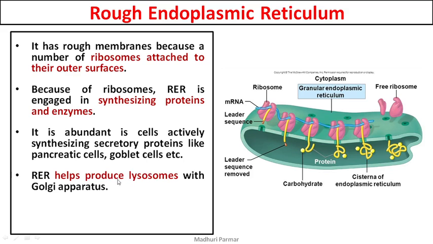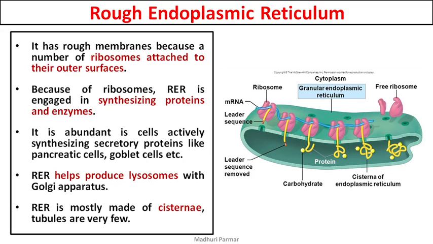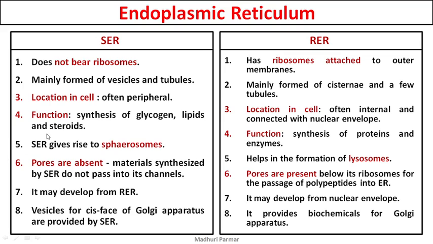RER helps produce lysosomes with Golgi apparatus. It alone cannot do it, but whatever enzymes are present inside the lysosomes, these are synthesized in the rough endoplasmic reticulum. It is mostly made up of cisternae. We saw that smooth endoplasmic reticulum is made up of vesicles and tubules, while the rough endoplasmic reticulum is made up of cisternae, and tubules are very few. These are the differences between SER and RER, smooth endoplasmic reticulum and rough endoplasmic reticulum.